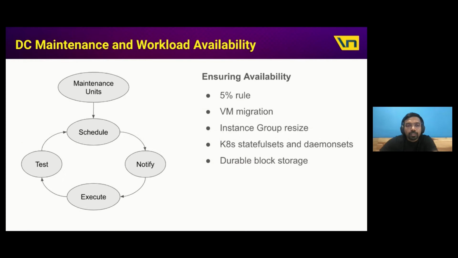Then we schedule each maintenance unit, send automated notifications, and execute the maintenance. To ensure availability for a given service, each maintenance unit will contain only about 5% of the nodes running that service. For stateless applications, this is taken into account when we dynamically define the maintenance units. And for stateful services, each static maintenance unit is about 5% of the entire DC.